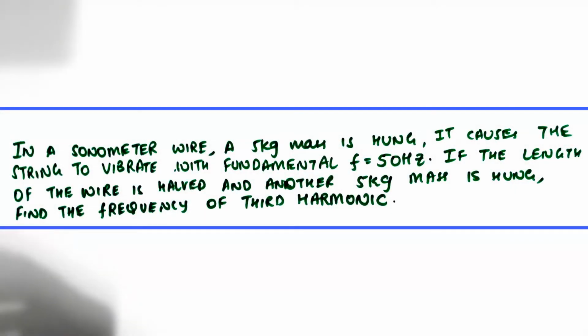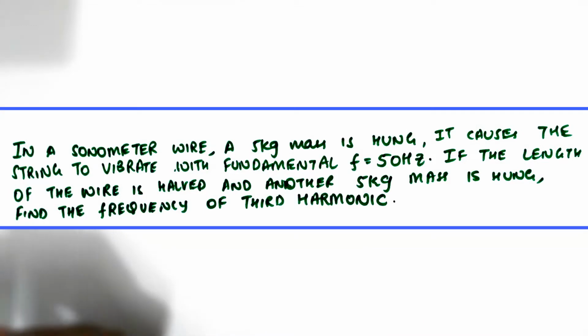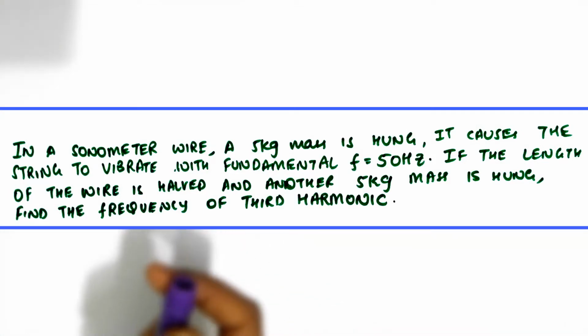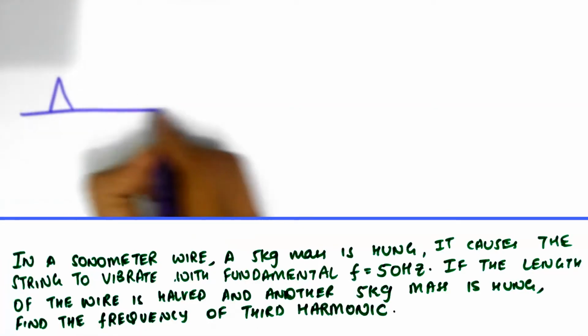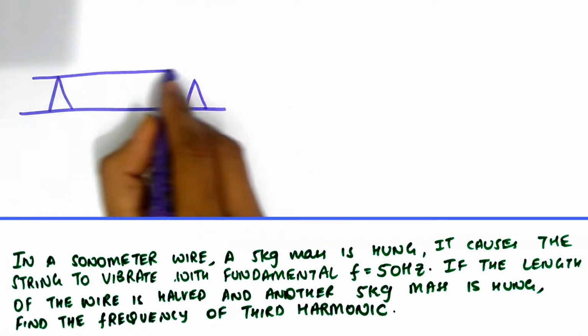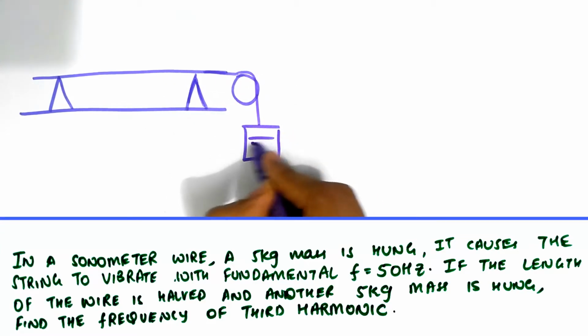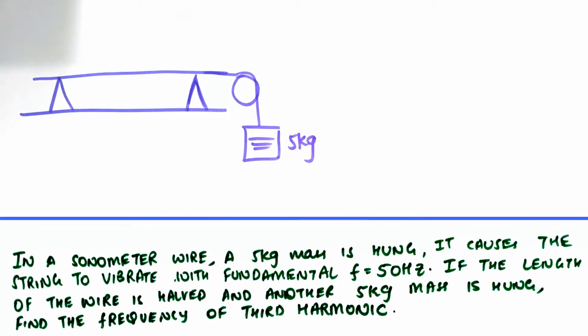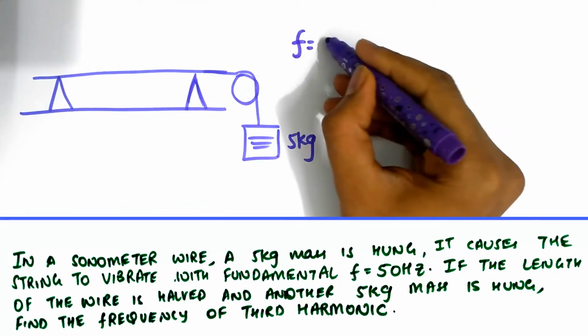Alright, now that we have some understanding behind fundamental frequencies and overtones, let's go back to our sonometer question. In our question, we have a sonometer wire that's being hung by a weight of 5 kilograms. And it said it causes the string to vibrate with a fundamental frequency of 50 Hz. So it's given that the fundamental frequency of this sonometer is 50 Hz.